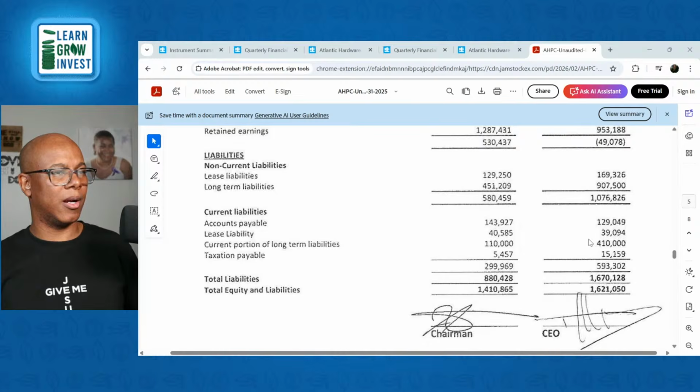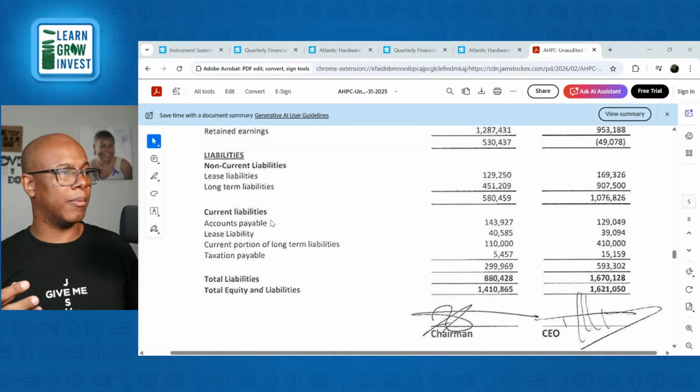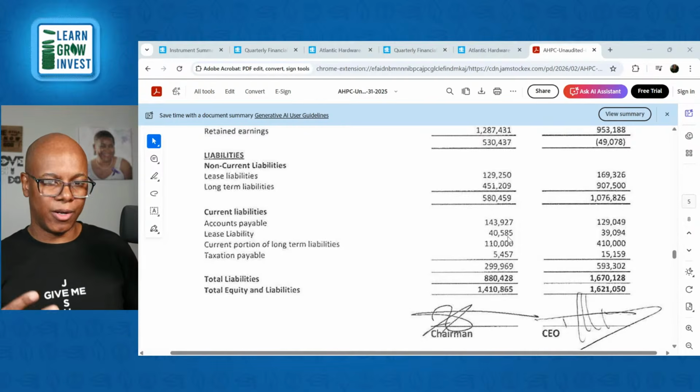All right. So in terms of current liabilities now, we have accounts payable. When a company does business and they have their suppliers or vendors, that's their accounts payable that they need to repay. So this is money that they owe to vendors and partners. All right. Lease liability. So you have the lease liability here that's long-term. And this lease liability here is probably what would have been due within the year or within the period. All right. So that's 40 million.